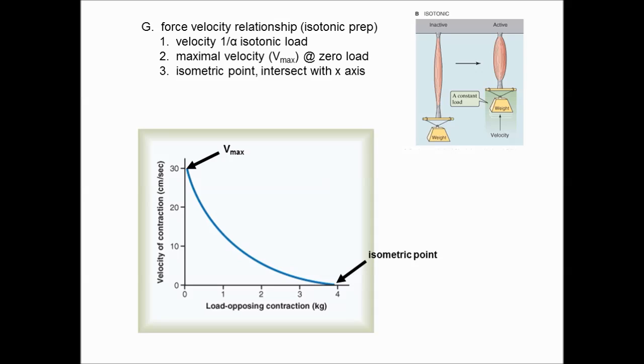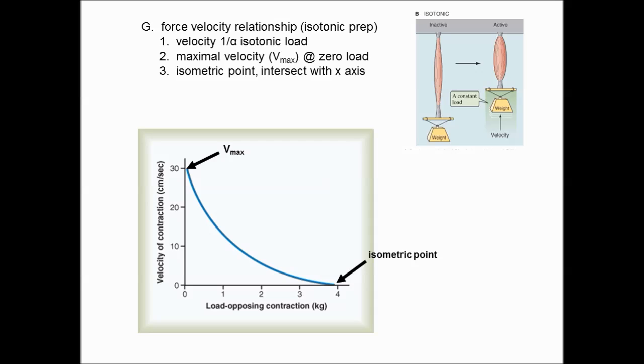And so this point up here is called Vmax. That's the maximum velocity the muscle can contract at zero load. Every muscle has a Vmax, which means if it actually has no load on it, this is the maximum velocity it can attain. And the isometric point is the amount of weight or force you're trying to lift which will make it impossible for the muscle to shorten. So when you get up to 4 kilograms, that muscle can't shorten. So that's called the isometric point. These two intercepts on the X and Y axis are actually pretty important and used often to study muscles.